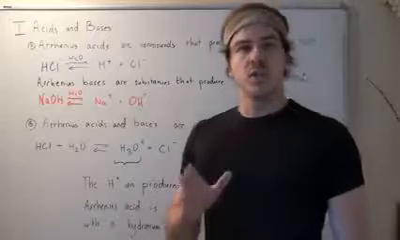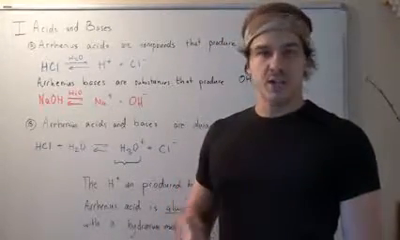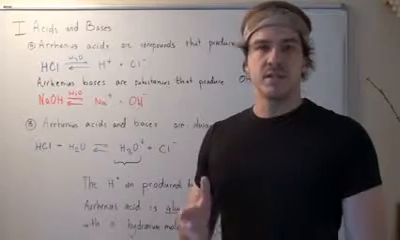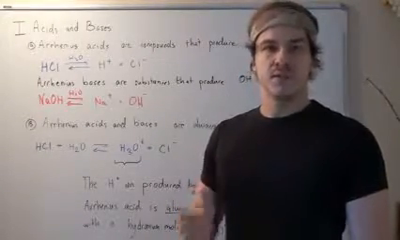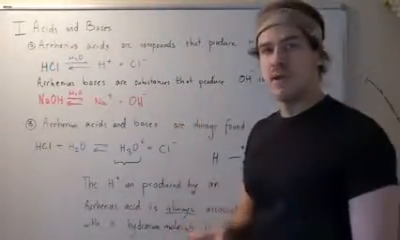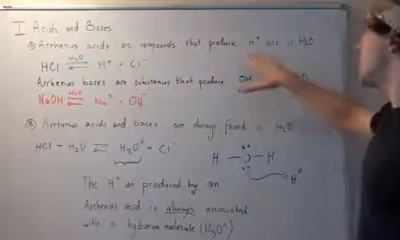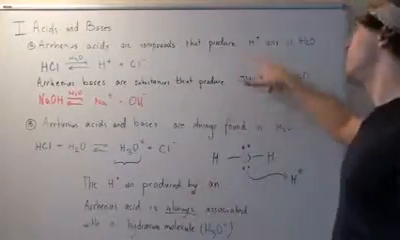In this lecture, we're going to look at the three types of acids and bases that exist in a reaction: Arrhenius acids and bases, Lewis acids and bases, and Bronsted-Lowry acids and bases.